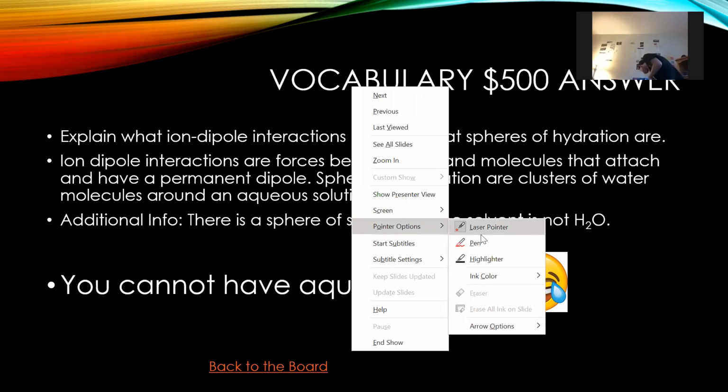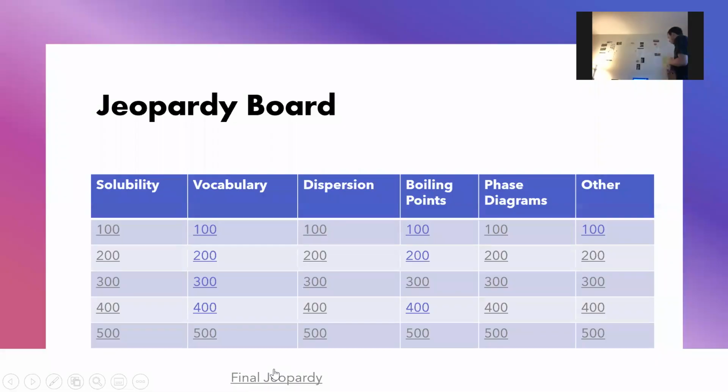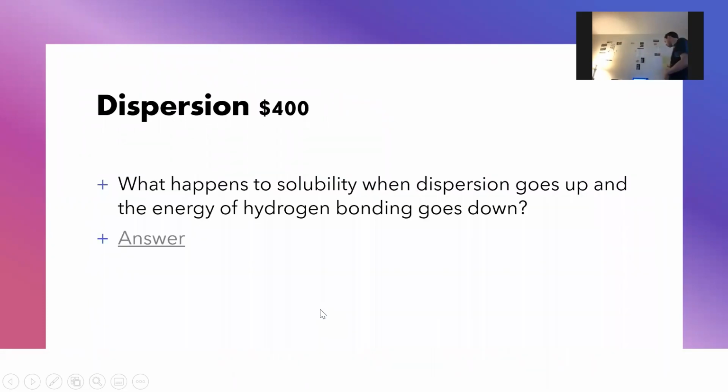Stop the laser pointer, and we're back to the board. Just did vocab 5. Iodine, you just got that one, so you have control of the board. Dispersion for 4.